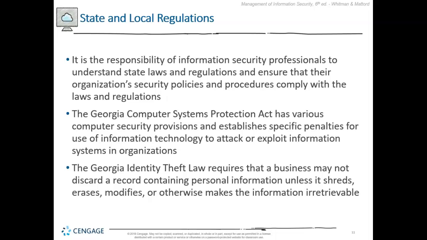Also, the Georgia Identity Theft Act requires that businesses may not discard a record containing personal information unless it's shredded, erased, modified, or otherwise makes the information unretrievable. So this is just an example of one state, for instance. And if you were living in Atlanta, for instance, you might want to determine if Atlanta has any specific information security requirements.